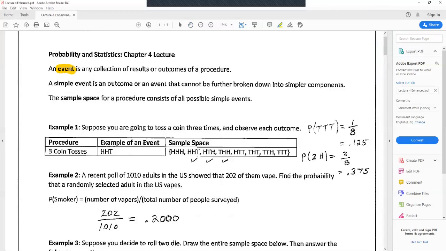The first is event. An event is any collection of results or outcomes from a procedure. And a simple event is an outcome or an event that cannot be further broken down into simpler components. And then we have the sample space. The sample space consists of all possible simple events.